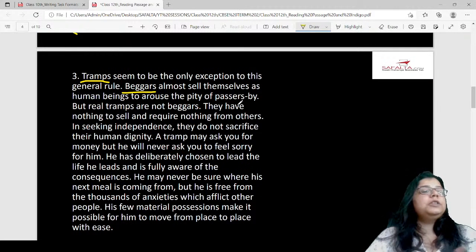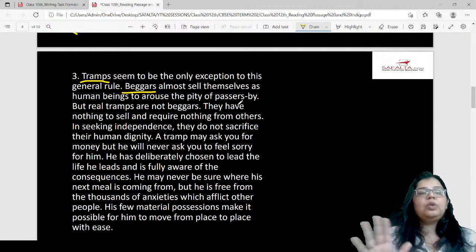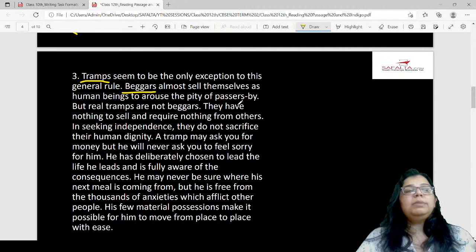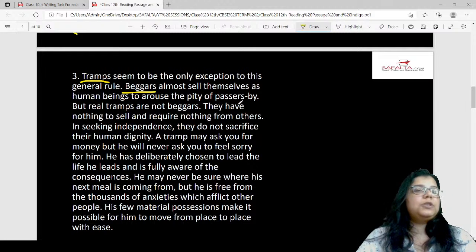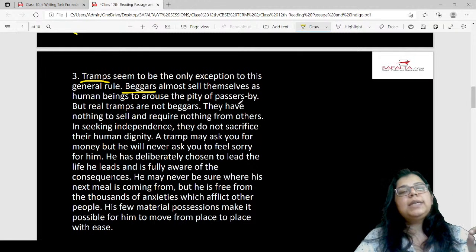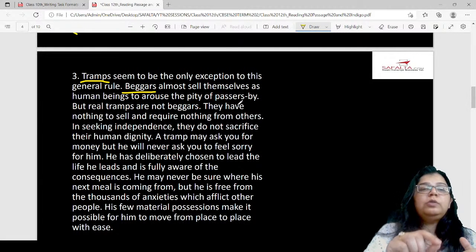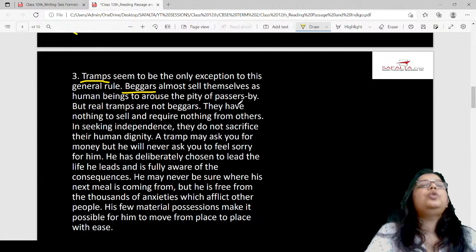Okay, so that's the difference between tramps and beggars. Now you understand how you do it. Please remember to scan the passage. Scan means just looking for important information or important words, whereas when you can see those important words, that's when you read the passage and you will know what to do.